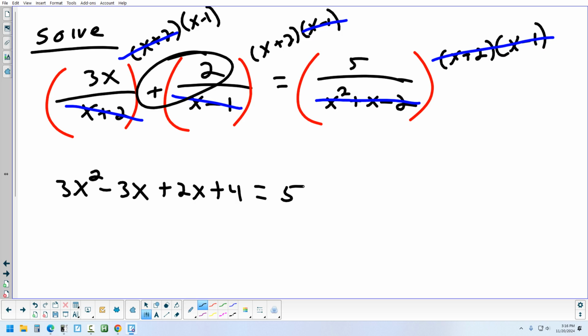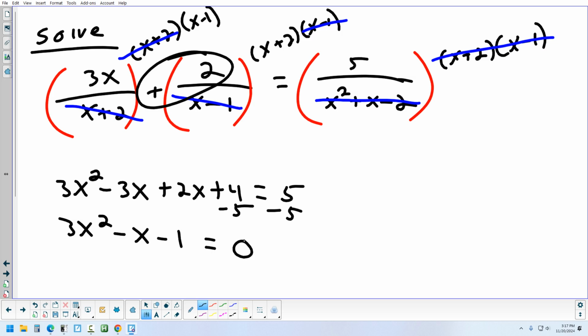Quadratic. Yeah, that's a quadratic. So to solve a quadratic, we want to get it equal to 0. So let's combine what we can for like terms, and let's put everything on the left. We have 3x squared. What's negative 3x plus 2x? Negative x. And if you bring the 5 over to the other side, it's going to be negative 1. And what's on the right?